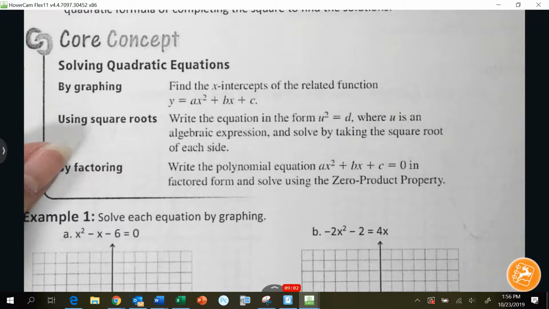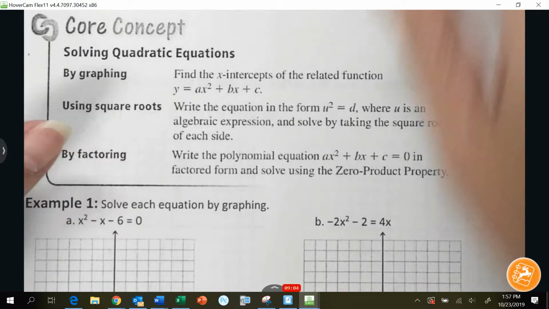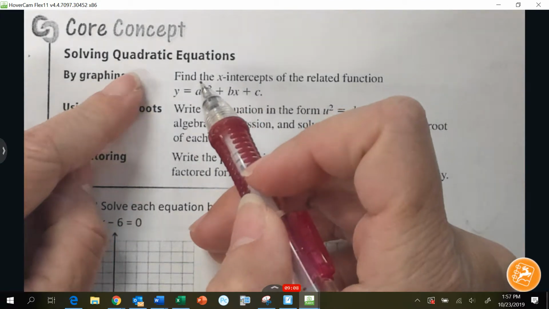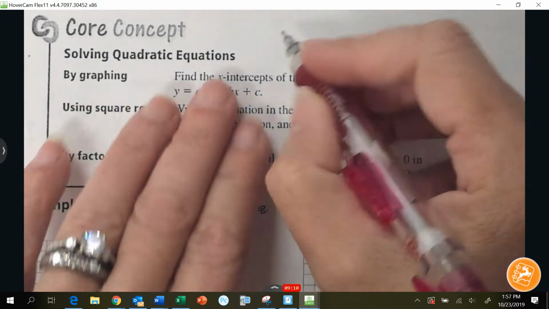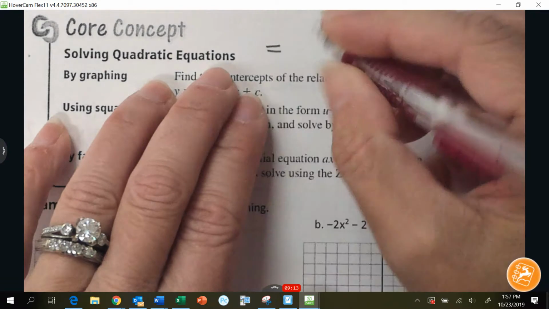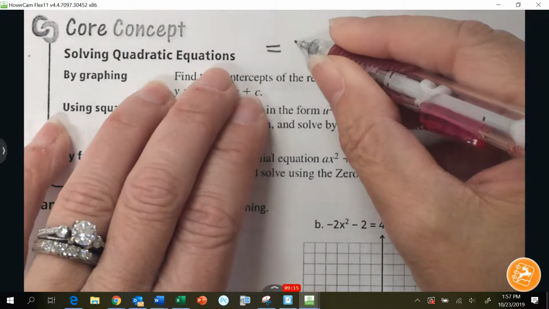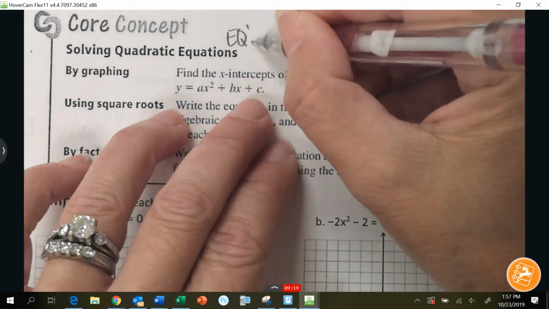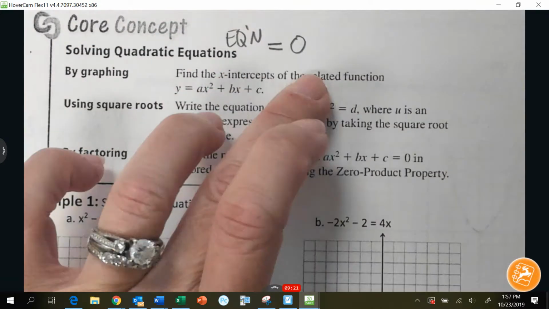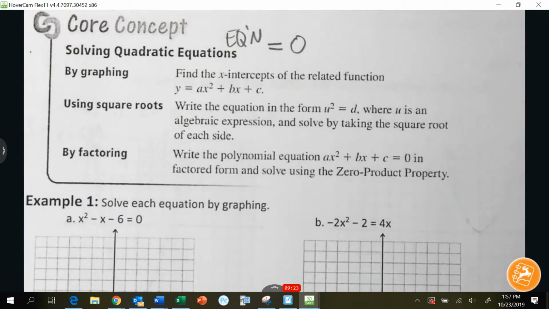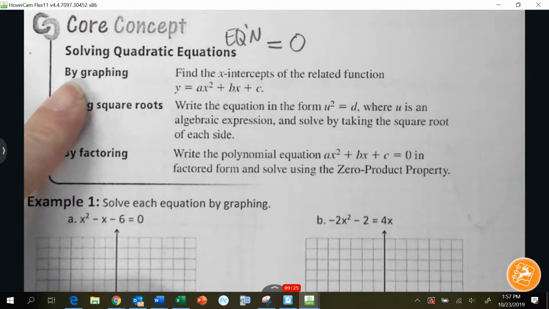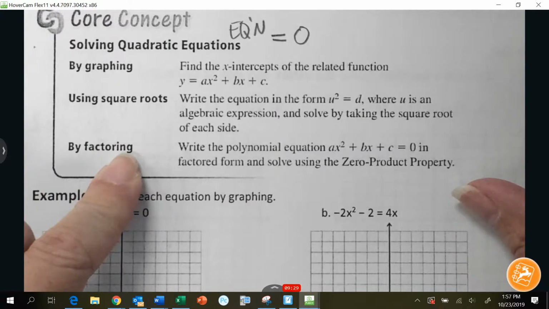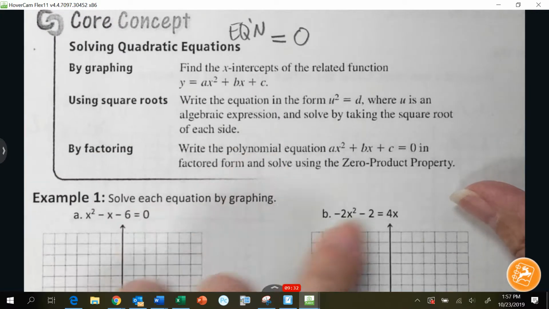Okay. We're going to start by learning how to solve quadratic equations. So we're solving equations. That means we're going to have equals 0. That's what we have, the equation. Equation equals 0. That's what we have today. There's 3 methods. There is a graphing method, there is a using square roots method, and there is a factoring method. That's what we're going to go through today. You don't have to read all that. I'm going to go through it.